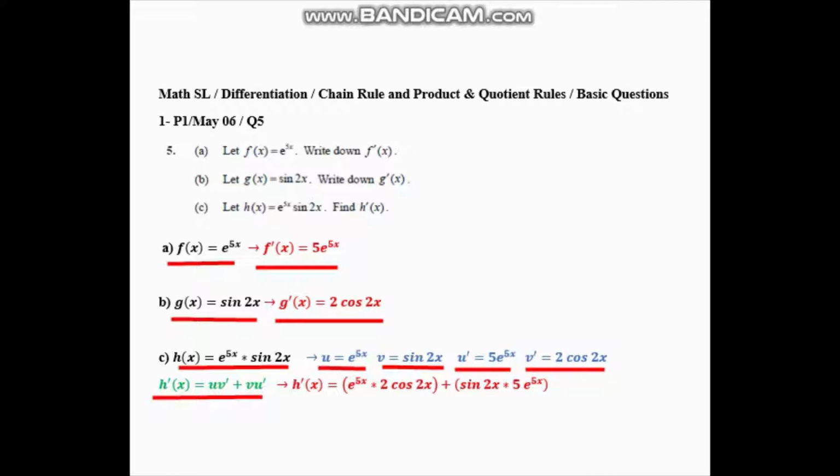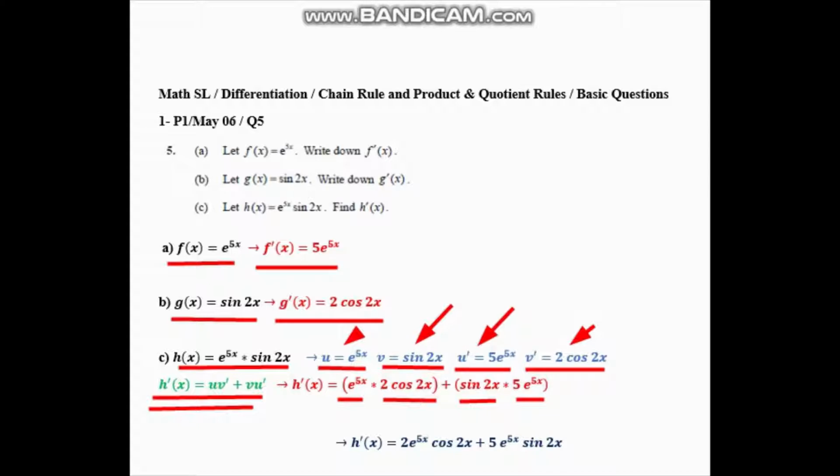All that remains for me to do is to plug these expressions into the green formula right there. So we start with uv dash. u is e to the power of 5x multiplied by v dash, which is 2 cosine 2x. So for the first component of the product rule, I multiplied u by v dash. Now for the second component of the product rule, I'm going to multiply v by u dash. So we get sine 2x multiplied by 5e to the power of 5x.